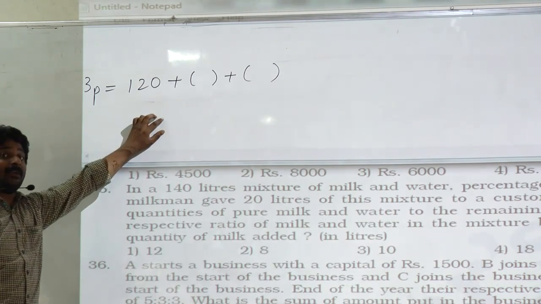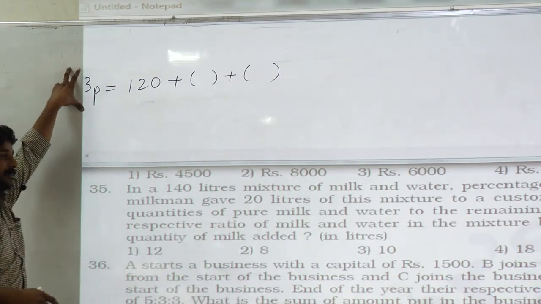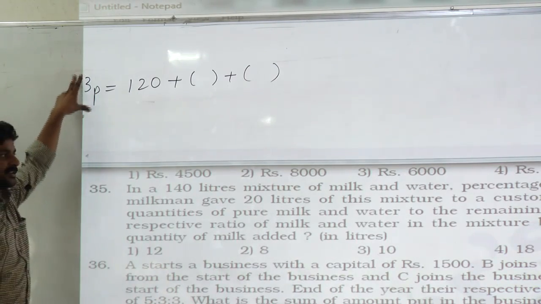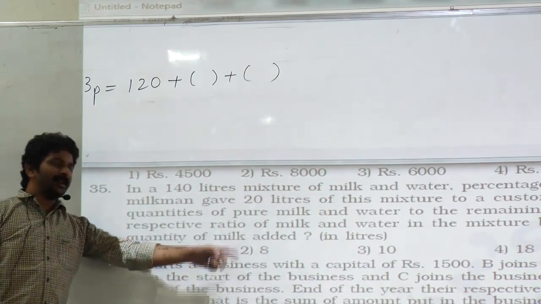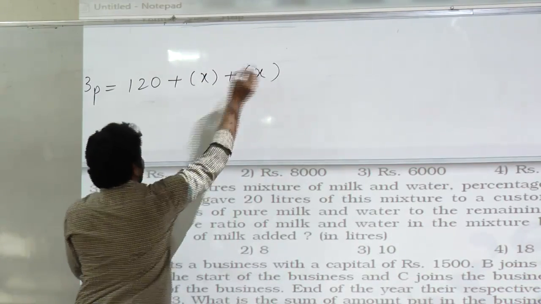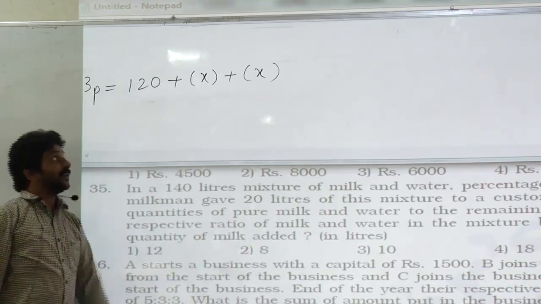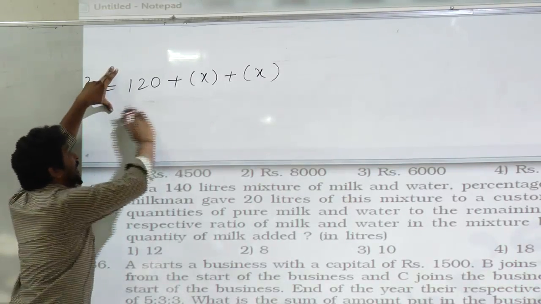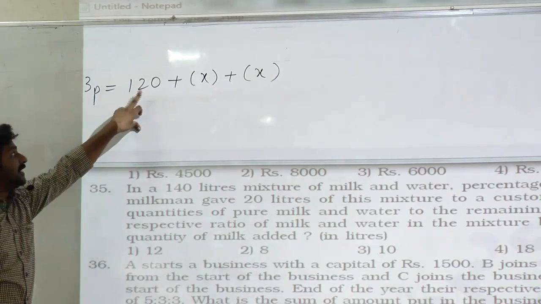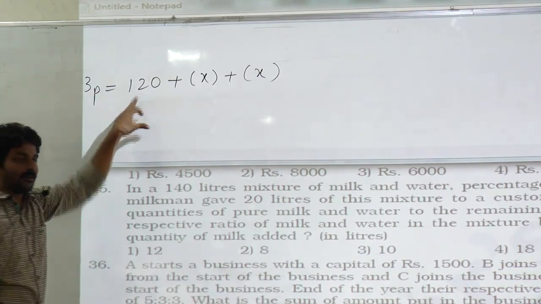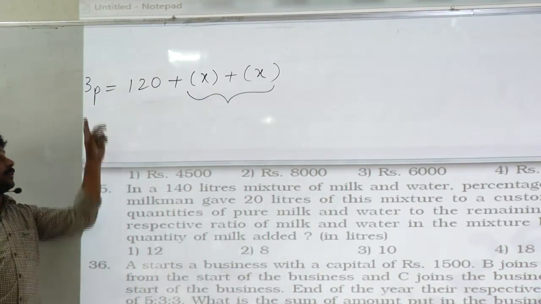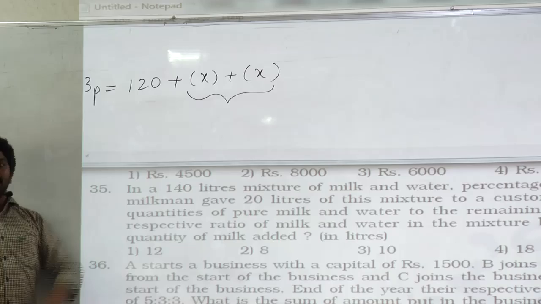After adding milk and water to 120 liters, it should be a multiple of 3. What is your question? What was the quantity of milk added? If milk is x liters, water is also x liters. And the total right hand side number should be a multiple of 3 I said, because it is 3 parts. Is this 3 multiple? Yes or no? So the sum 2x should be a multiple of 3. Then only the total quantity will be a multiple of 3.